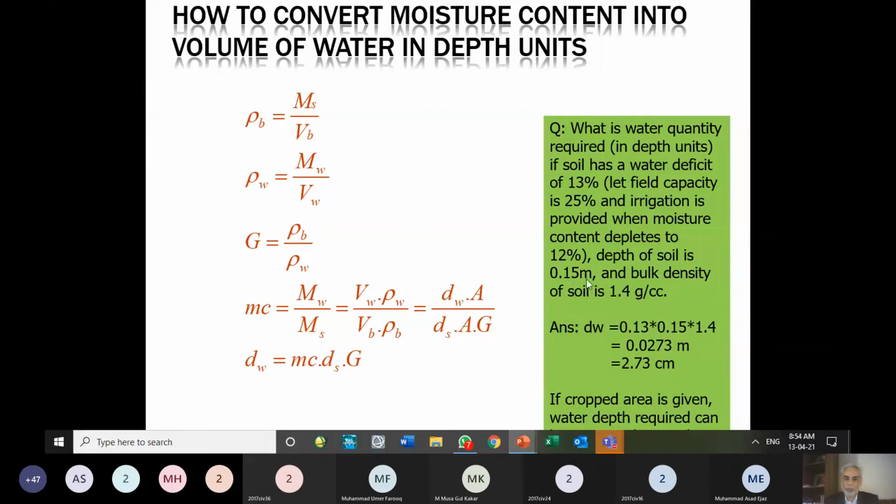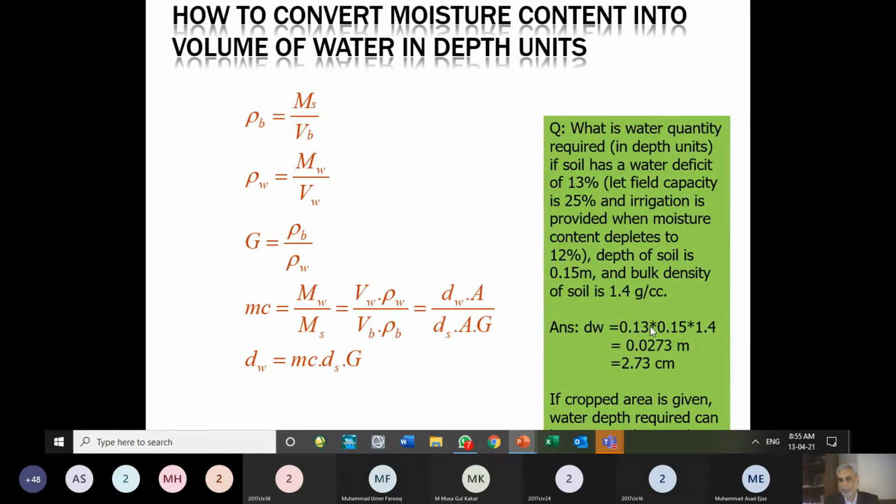The soil has a depth of 0.15 meter, which is about 6 inches of soil we want to soak, and it has a bulk density of 1.4 grams per cc. Maybe in your numerical this value is different, so I have changed it a little bit. For this depth of soil, the depth of water required to fulfill this 13% deficit of the moisture will be moisture content 0.13.